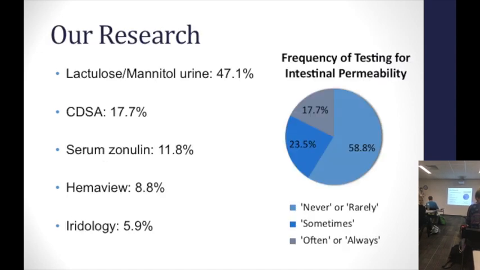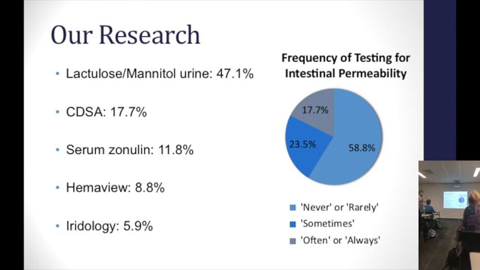From our research, we showed that the lactulose mannitol test was the most frequently used method to identify intestinal permeability available to clinicians, followed by your comprehensive digestive stool analysis, zonulin, HemoView, aetiology, and so forth. However, we also showed that almost 60% of the surveyed population, that's naturopaths and nutritionists just like yourselves, would never or rarely test. That does not uphold my level of evidence-based practice. We promote ourselves as following evidence-based practice, yet we do not test for intestinal permeability.